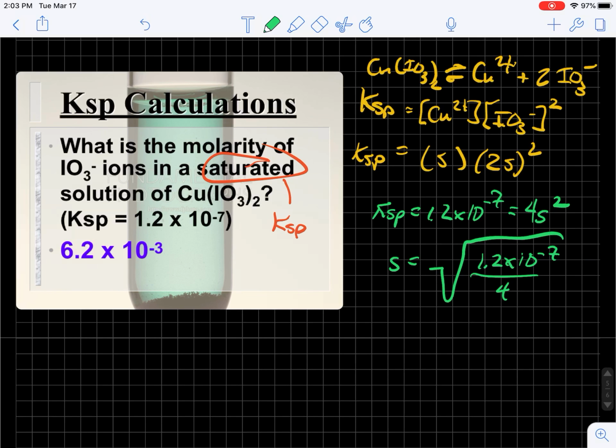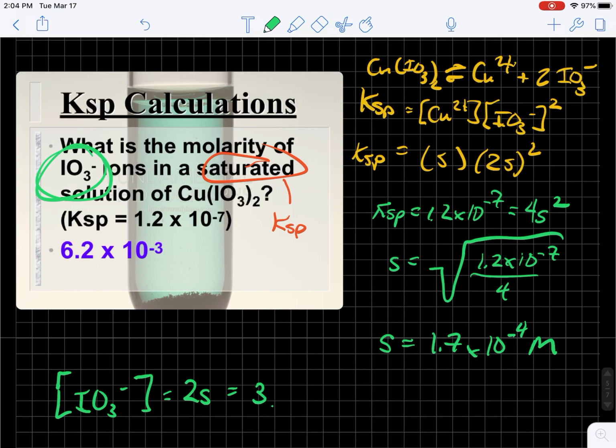All right, 1.2 exponential negative 7 divided by 4 equals, and then take the square root of that, and you get 1.7 times 10 to the minus 4. Okay, so again, I almost fell for the same trap I fell for last time, thinking I had the answer wrong because this does not match the answer on the slide. But that's not the solubility they're asking for. They're asking for the solubility of the iodate, and we said that the iodate concentration is going to be 2 times the solubility. So that'll be 3.4 times.